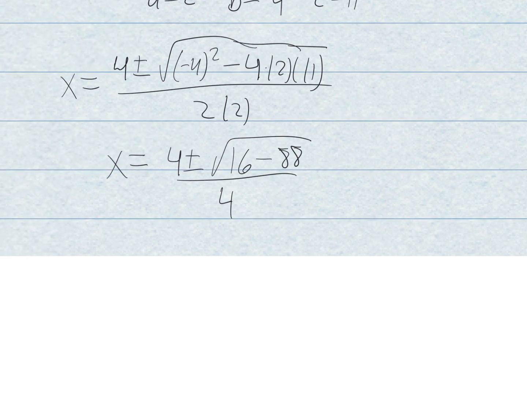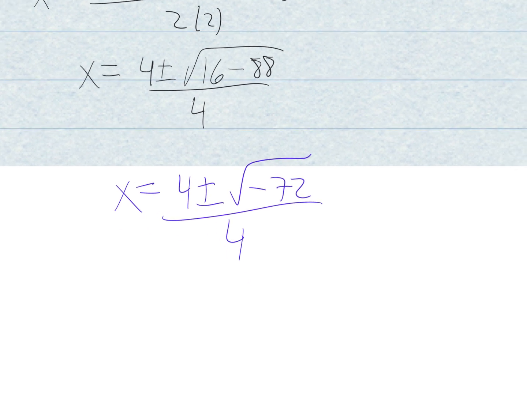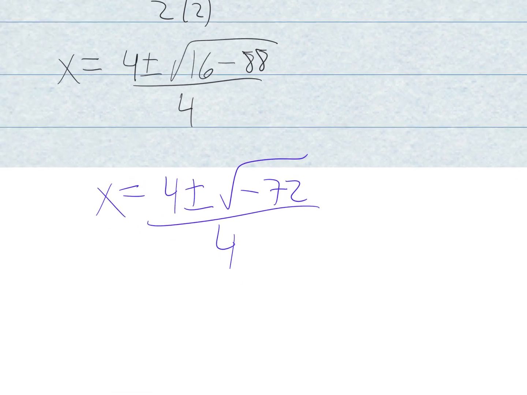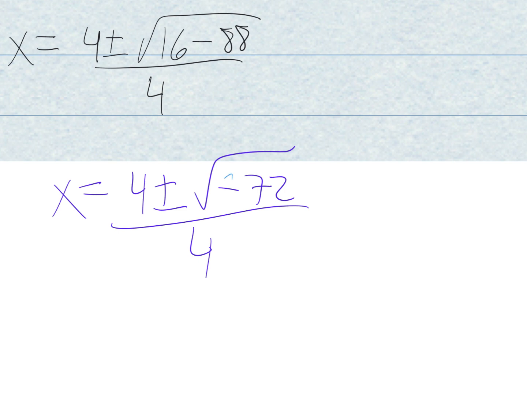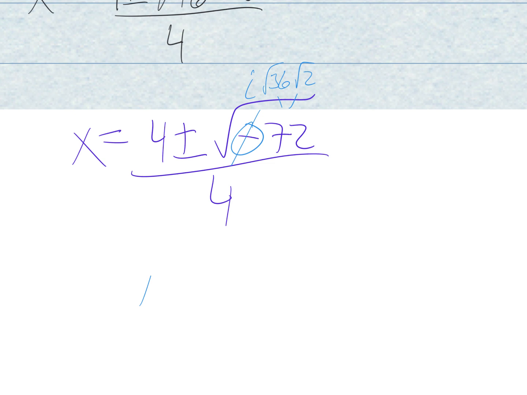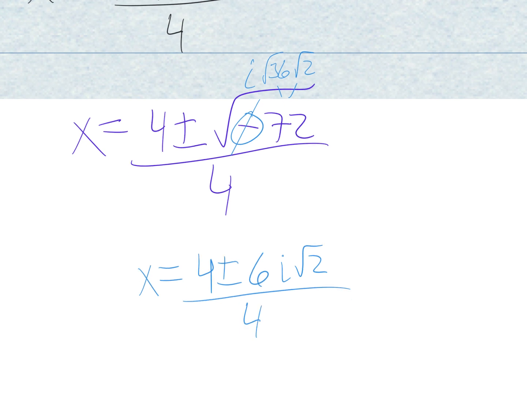All right, now let's simplify this. So we should get x equals 4 plus or minus the square root of 16 minus 88, which gets you negative 72, over 4. And then you want to simplify that radical. So the square root of negative 72, the negative becomes an i. And then the square root of 72 we can split up as the square root of 36 and the square root of 2, and the square root of 36 becomes 6. So we get x equals 4 plus or minus 6i square root of 2 over 4.